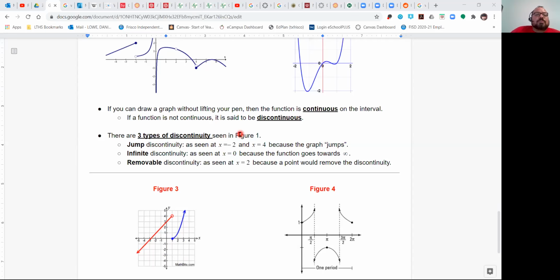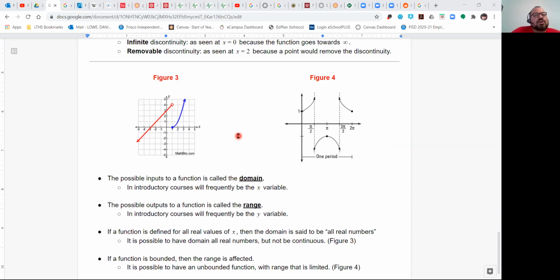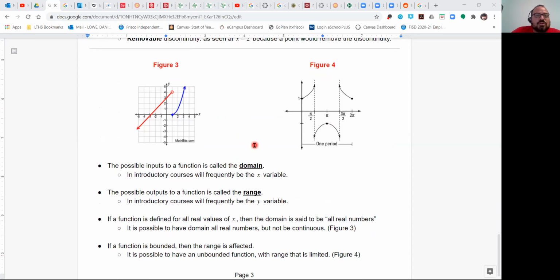Now, a little bit more on continuity and how it affects domain and range. These are things that you should be familiar with. The possible inputs to a function are called the domain. In introductory courses, these will frequently be the x variables. So what values can I put into the function? What values of x is the function defined for? That's the domain. The possible outputs to a function are called the range. In introductory courses, this will frequently be the y variable. So what are my possible outputs? Those are my range.